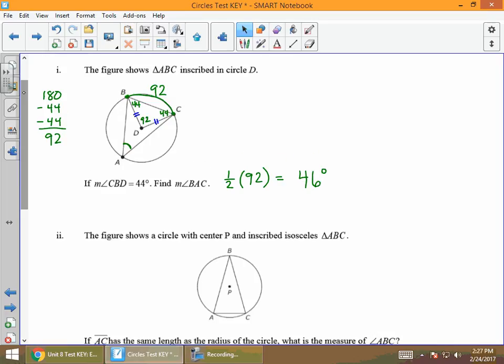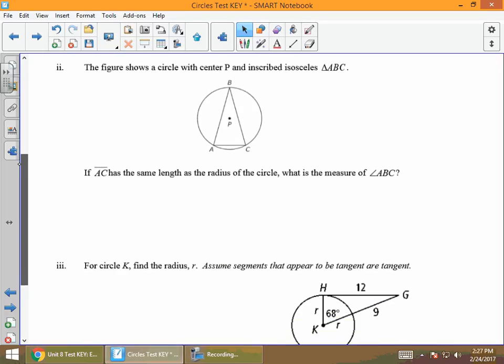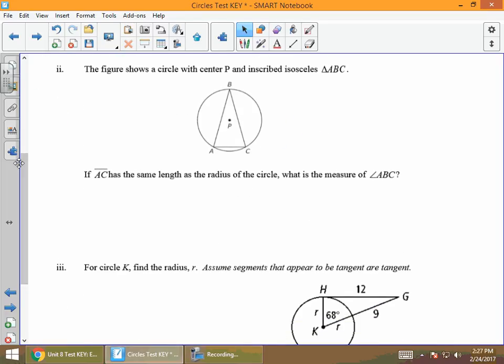All right, let's jump down here to question number two. The figure shows a circle with center P and an inscribed isosceles triangle ABC. So it's isosceles. These two are the same. It says if segment AC has the same length as the radius. So if this is a radius, what is the measure of angle ABC? So what is this measure up here?